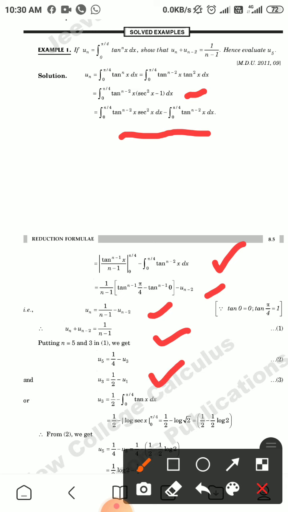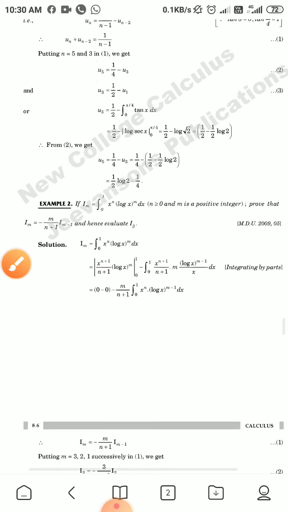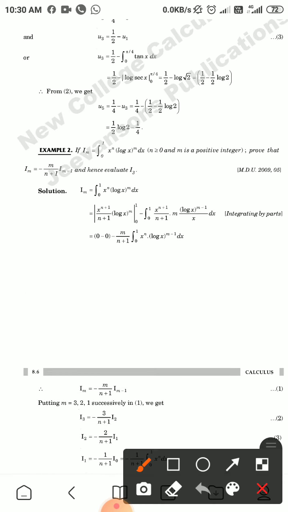I3 becomes equal to 1 by 2 minus integral 0 to pi by 4 tangent x dx, and the integral of tangent x is log secant x, with limit 0 to pi by 4. Therefore this becomes equal to 1 by 2 minus log under root 2, as secant pi by 4 is under root 2. Therefore this becomes 1 by 2 minus 1 by 2 log 2.